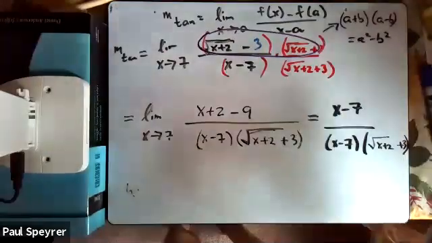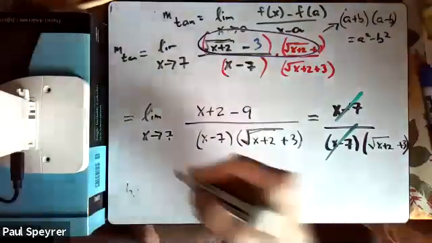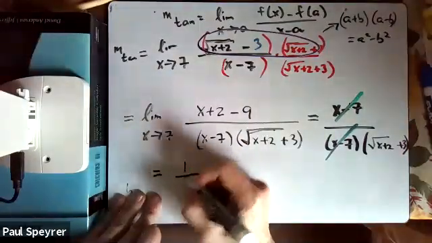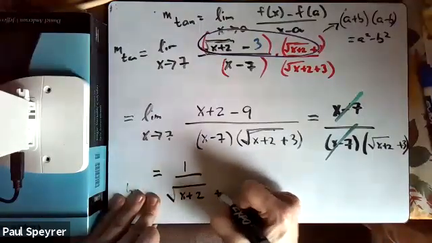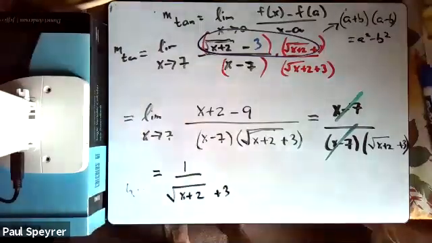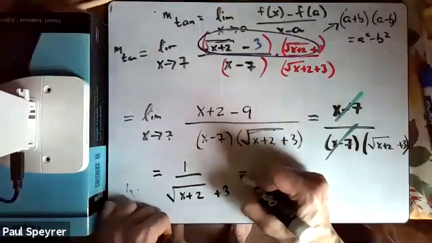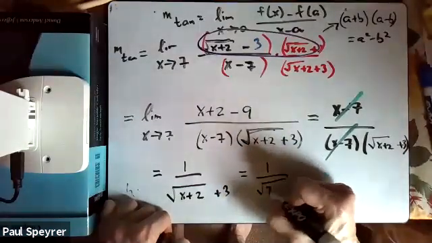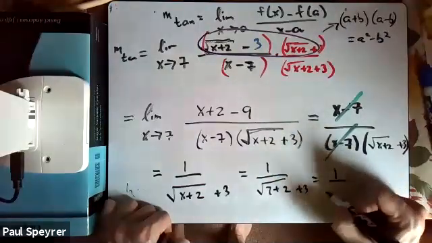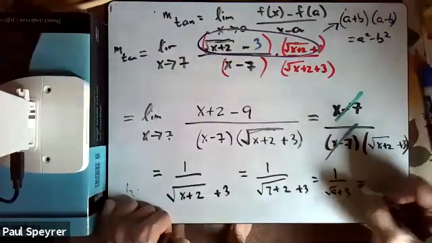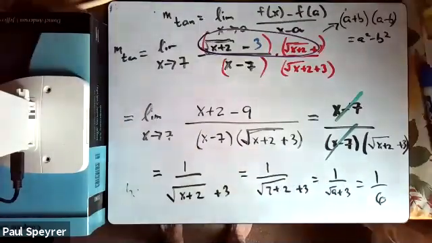Well, now we can knock out the x minus 7s, right? You can knock those out. What are you left with? You have 1 over square root of x plus 2 plus 3. Now if we plug the 7 in, we're okay. Because we have 1 over the square root of 7 plus 2, and then plus 3. This is 1 over the square root of 9 plus 3, and that gives you 1/6, right? Square root of 9 is 3. 3 plus 3 gives you 6 on the bottom. That's where you get the 6 from.